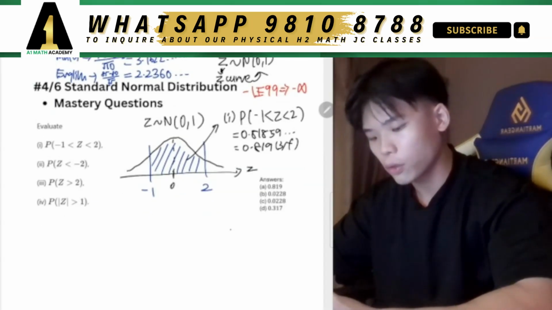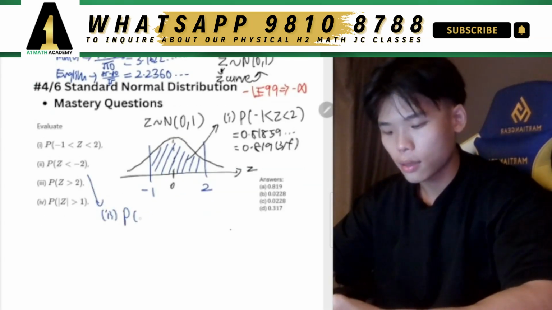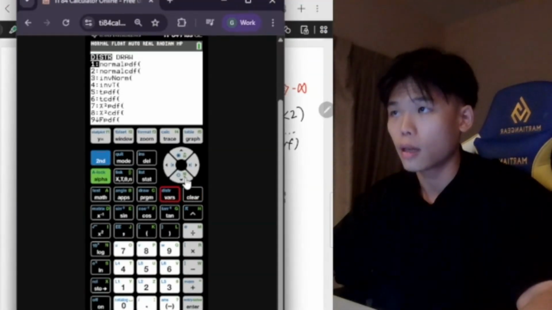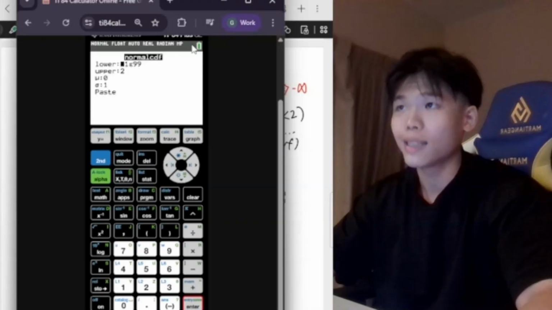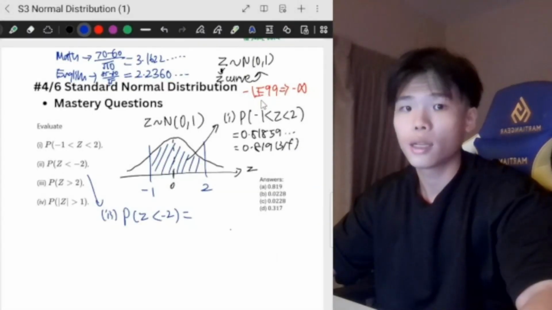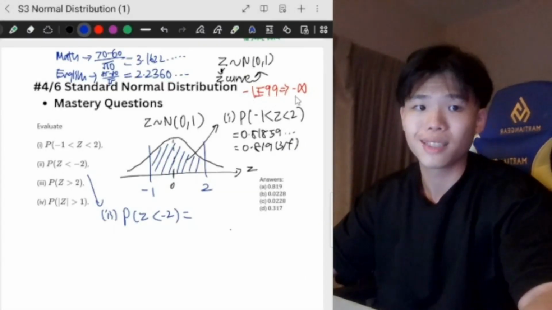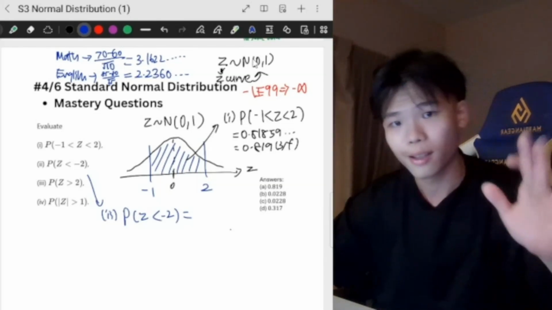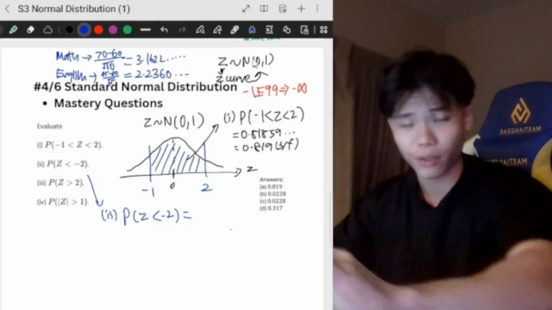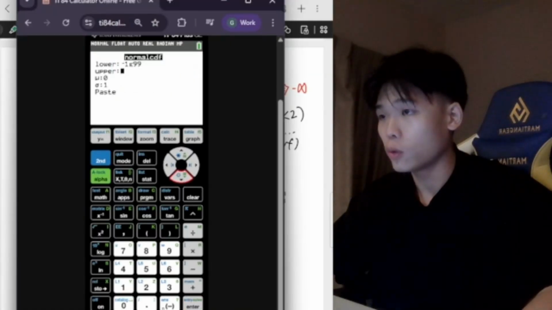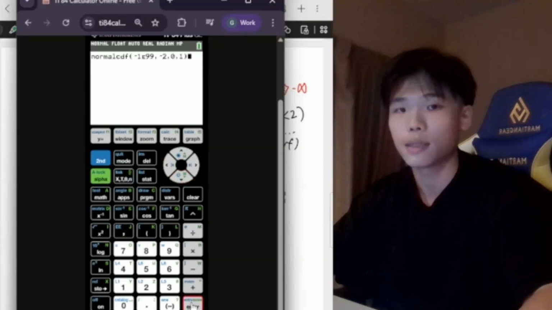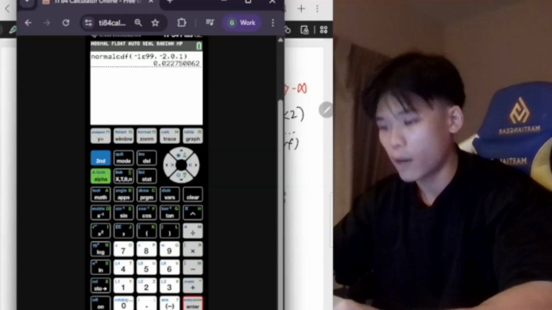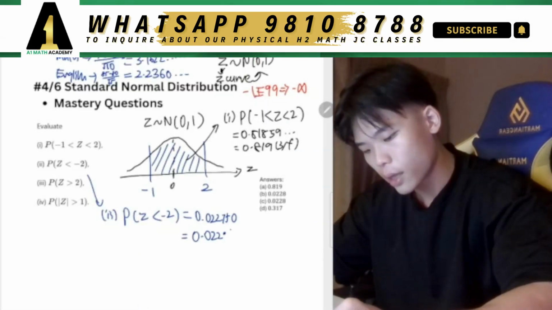Okay, so now let's move on to double I, and we want to find out what is the area below -2. So what we can do is second DISTR here. Lower limit is -1E99. Just as a tip for you, -1E99 means negative infinity, because it's below -2. So anything below -2, we effectively start from negative infinity onwards. Upper is -2, and the rest is the same. Enter. -0.02275, right? And then just 3 SF it, 0.0228 to 3 SF.